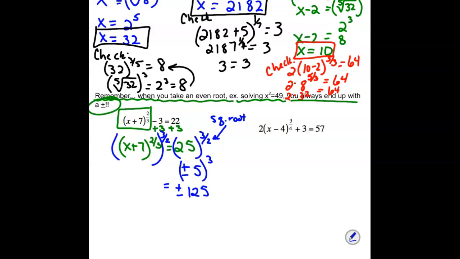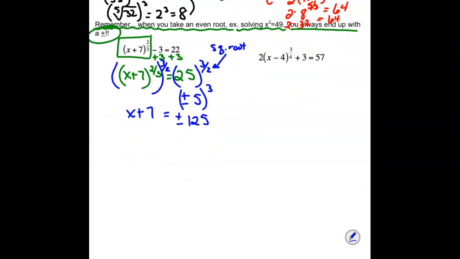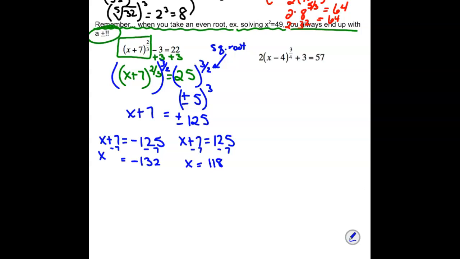On the left side, the 2/3 power and the 3/2 power undo each other, and we just have x plus 7. So we really have two equations here. x plus 7 could equal negative 125, and x plus 7 could equal positive 125. We actually have to do both of these. Subtracting a 7 to the other side gets us x being negative 132. On the right side, subtracting a 7, we end up with x being 118. All right, we're going to check both of these.